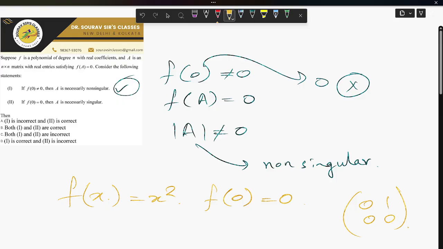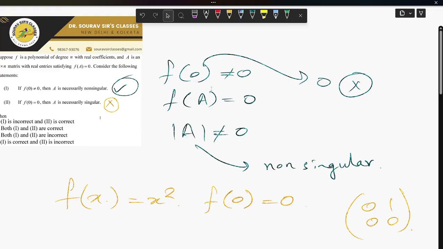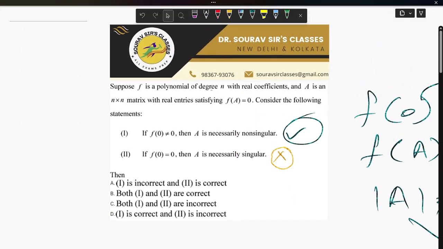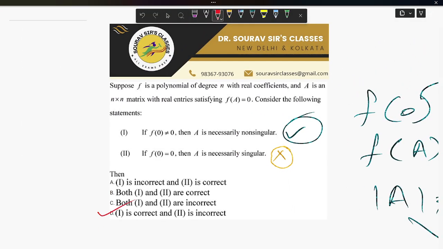Okay. So statement 1 is the correct statement and statement 2 is the false statement. So we can write that the correct answer of this question will be option D, which says that statement 1 is the correct statement and statement 2 is the incorrect statement.